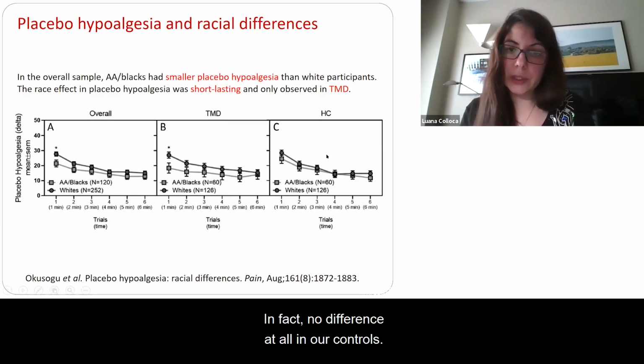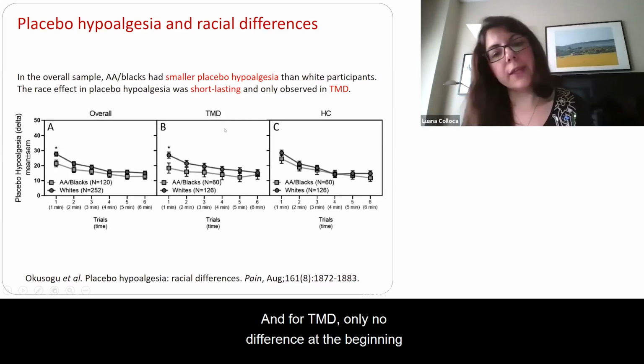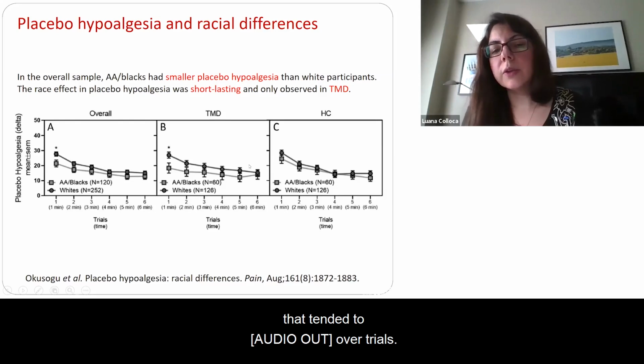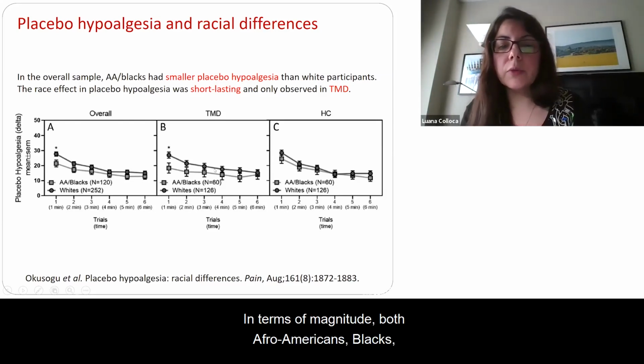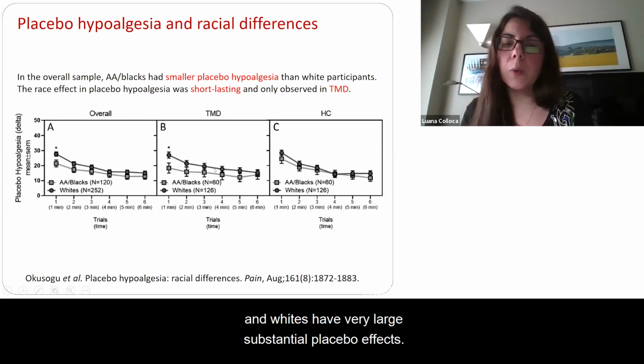This suggests that no matter which race we study, at least for Afro-Americans and white, the placebo effects are very similar. In fact, there is no difference at all in healthy controls, and for TMD, only a difference at the beginning that tended to disappear over trials. In terms of magnitude, both Afro-Americans, Blacks, and whites have very large, substantial placebo effects.